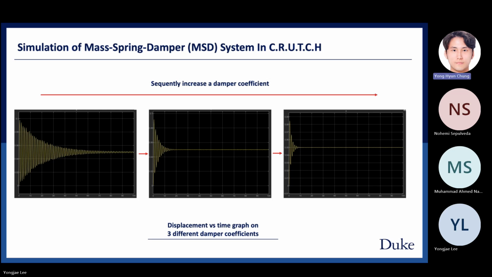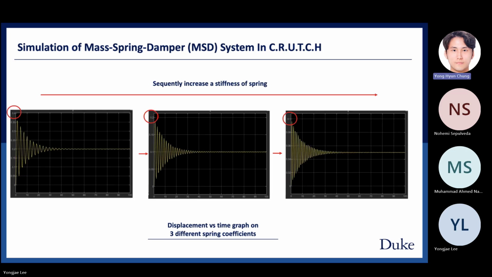Simulations demonstrate how different damping and stiffness values affect displacement over time. By tuning these coefficients, we aim to optimize the crutch responsiveness to user loads. For example, higher damping reduces overshooting, while varying spring stiffness adjusts energy return.